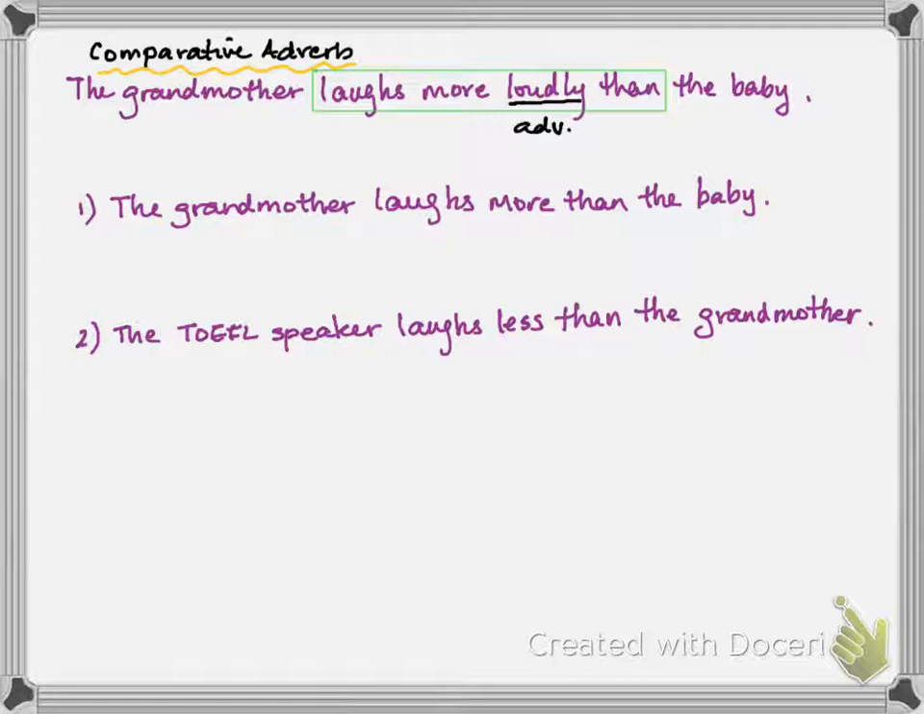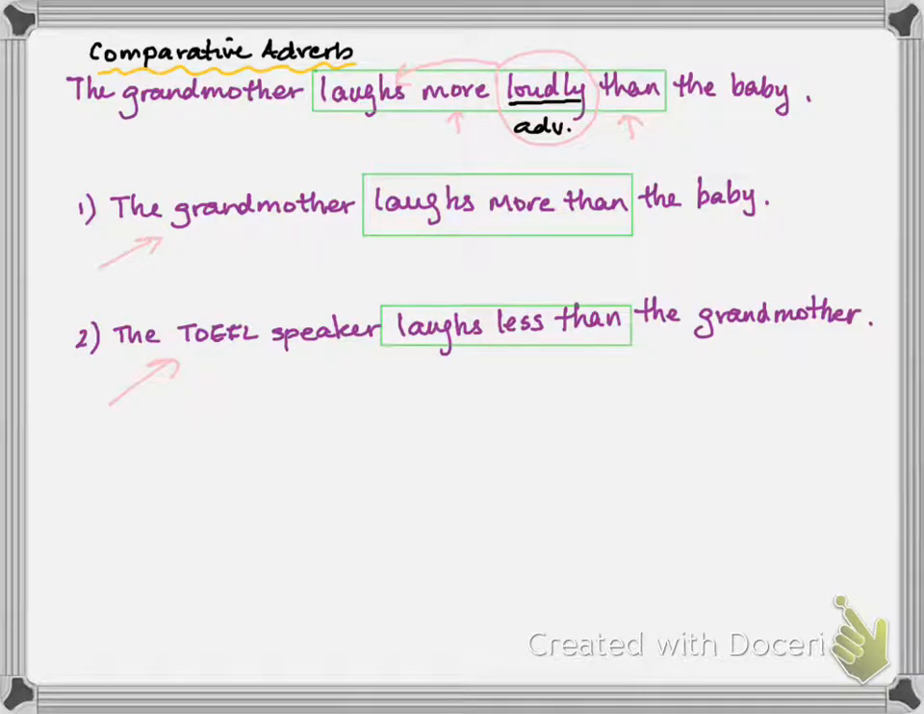Let's look now at some of the comparative adverb sentences. The grandmother laughs more loudly than the baby. This is definitely a comparative adverb sentence. We've got the adverb right here. It talks about how she laughs. And we've got our comparative language here with more and with than. Let's have a look at the two examples below. Now we just have the grandmother laughs more than the baby. The TOEFL speaker laughs less than the grandmother. Notice that the adverb now is missing.